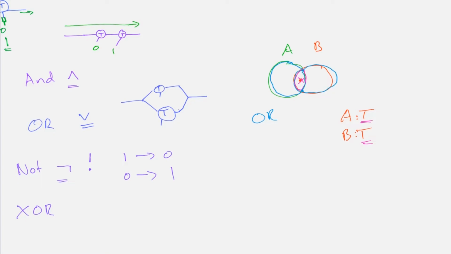Meanwhile, an exclusive OR is a little bit different from this. An exclusive OR is also this entire section and this entire section, but it's not the middle section. This part in the middle does not count for an exclusive OR. So it can be here. It can be here, but it can't be in here. And that's an exclusive OR.